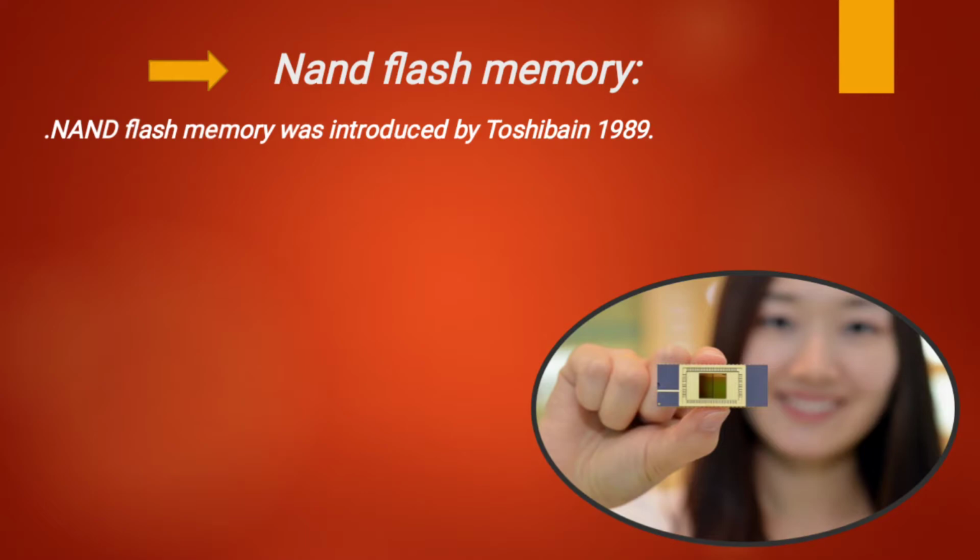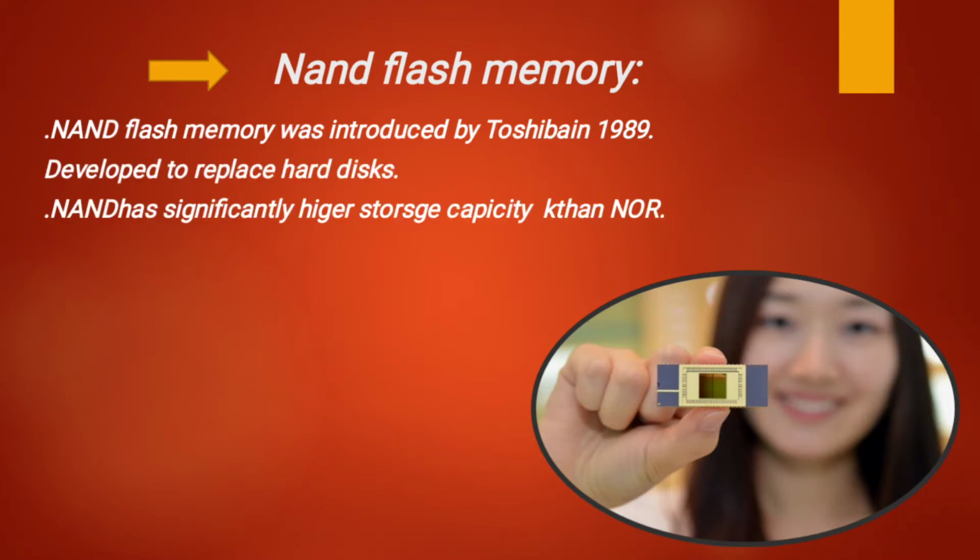NAND has significantly higher storage capacity than NOR. Simply, the NOR is a kind of chip that is used in internal computers to read only memory, and on the other hand, the NAND has significantly high storage capacity. Examples of NAND flash memory storage are memory cards and pen drives. These all are NAND flash memory storage devices, and they have higher capacity than NOR flash memory storage.